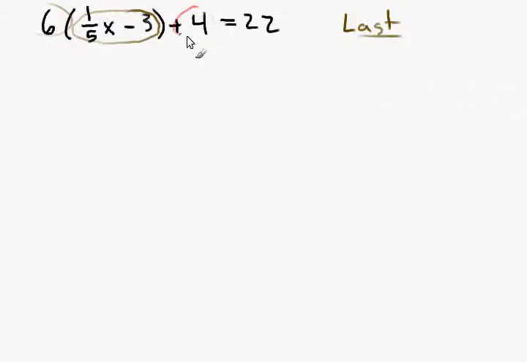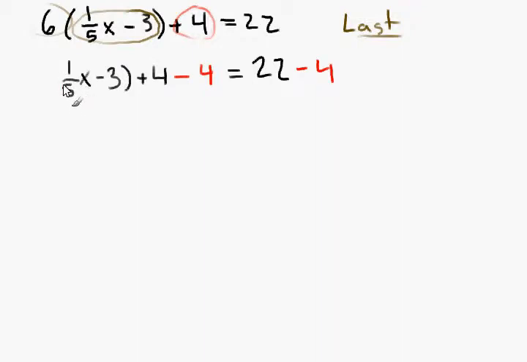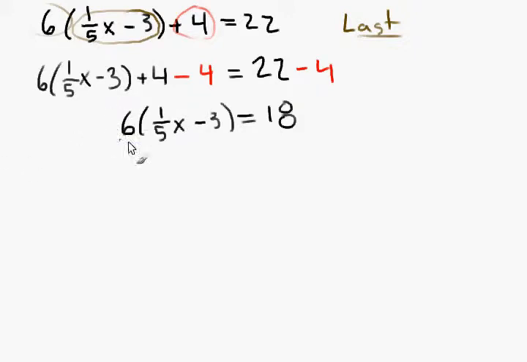So adding 4 tells us to subtract 4 from both sides. We'll fill in the rest of the problem around that. And then we'll simplify and we'll get 6 times the quantity 1/5 x minus 3 is equal to 18. Now we've got multiplication by 6, so we are going to divide both sides of the equation by 6.